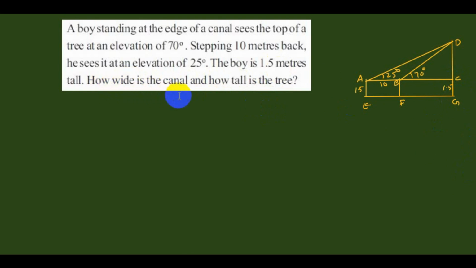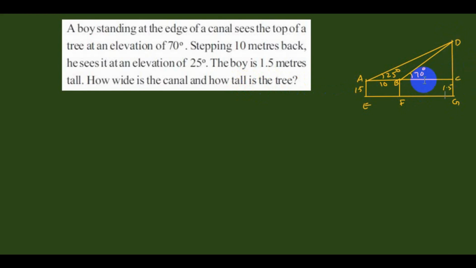We are asked to find out how wide is the canal and how tall is the tree. That means the wideness of the canal, this much length, that means BC, is to be calculated, and how tall is the tree, this much height, is to be calculated. For this, we need only to get the length of DC, because this BC is 1.5. We need to get DC.